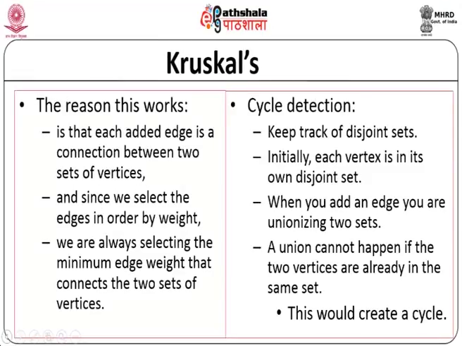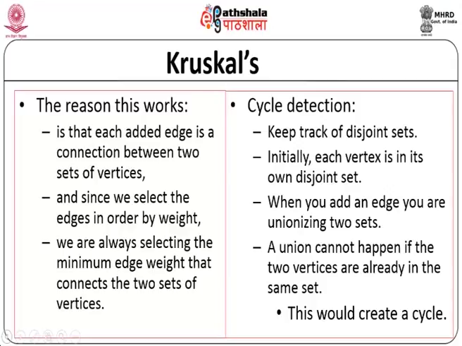Now, why does this Kruskal algorithm work? The reason this works is that each added edge is a connection between two sets of vertices, because each tree is a set of vertices. And since we select the edges in order of weight, we are always selecting the minimum edge that connects two sets of vertices. So, that is the reason why this works. Every time you are connecting the minimum.